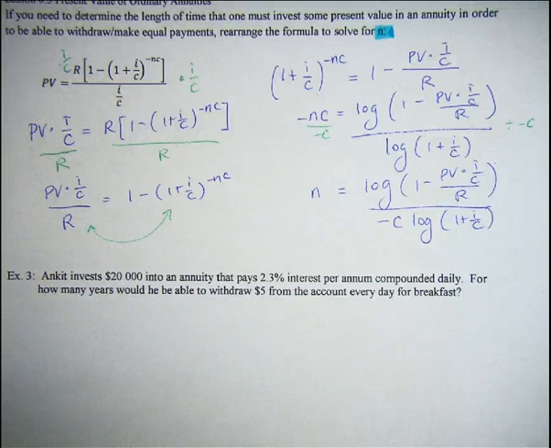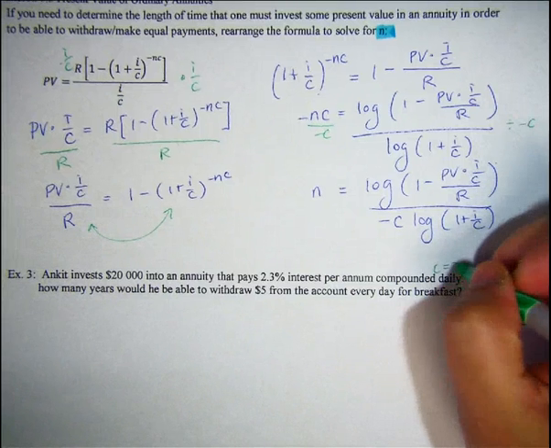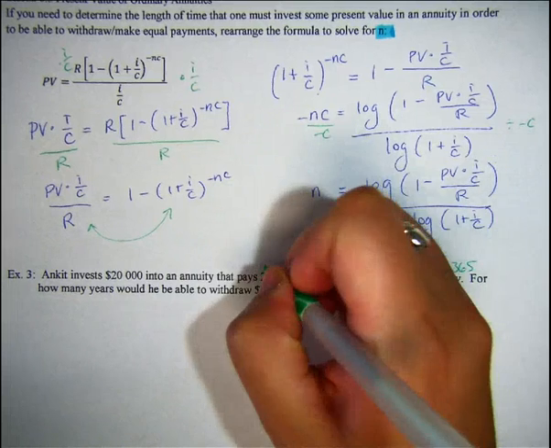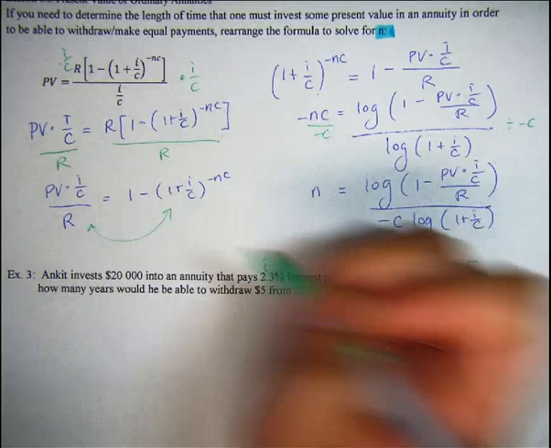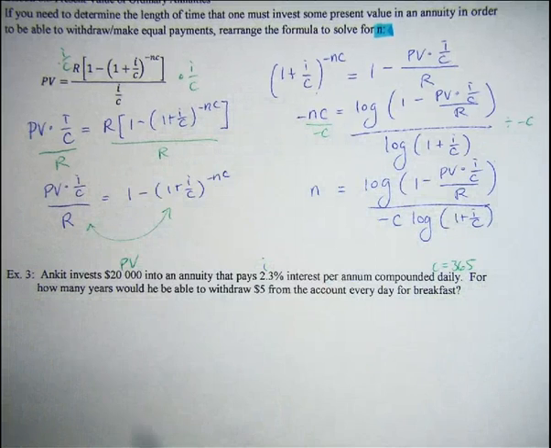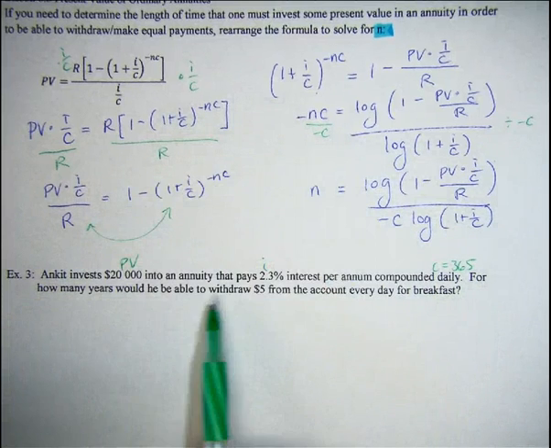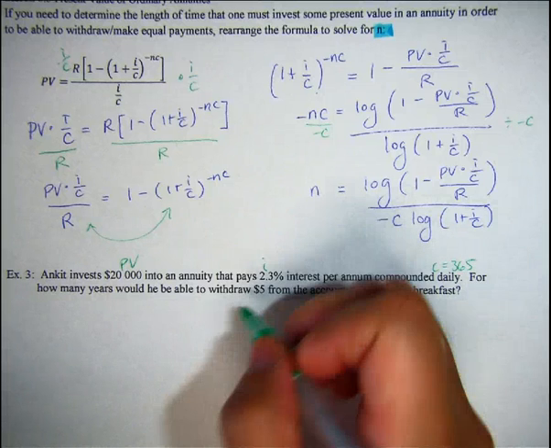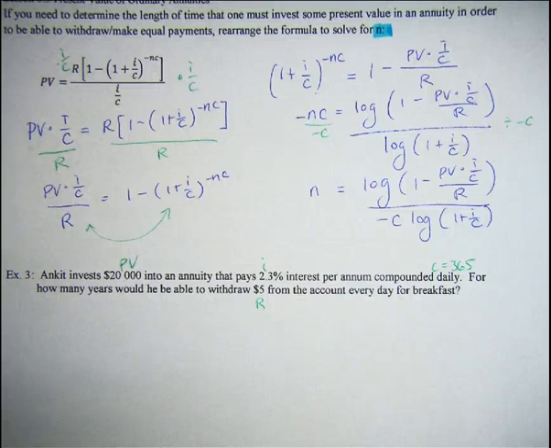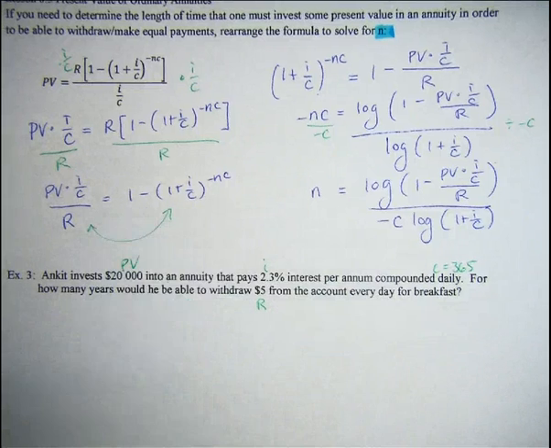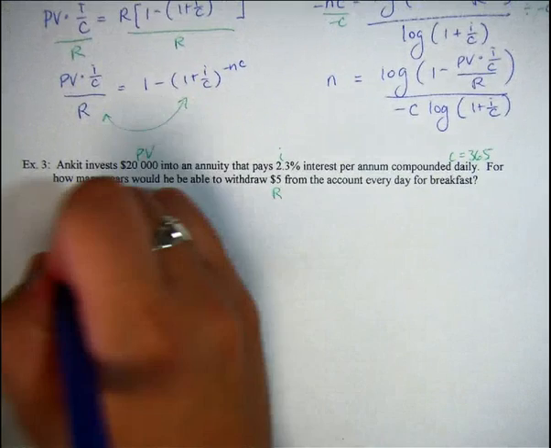Ankit can invest $20,000 into an annuity that pays 2.3% interest per annum, compounded daily. So, compounded daily, 365, 2.3% is our I, $20,000 is PV. For how many years would he be able to withdraw $5 from the account every day? So that is the R value. Let's use our formula that we just derived.